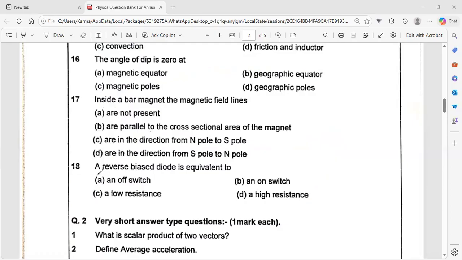The reverse bias is the off switch. Inside the bar magnet it is south to north. That's been done. I have never worked with a particular field, so I do not know much.